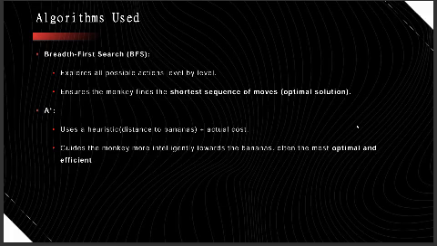Breadth first search explores all the possible actions level by level, and it guarantees to find the shortest sequence of moves. Whereas in A star, we combine the actual cost so far with the heuristic, in this case the distance to the bananas. This allows the algorithm to intelligently move towards the goal and often makes it faster and more efficient.